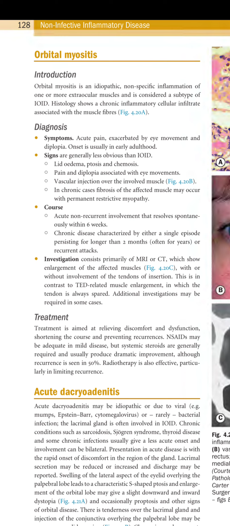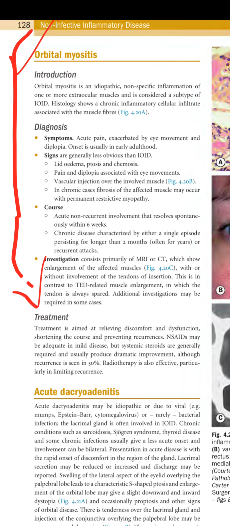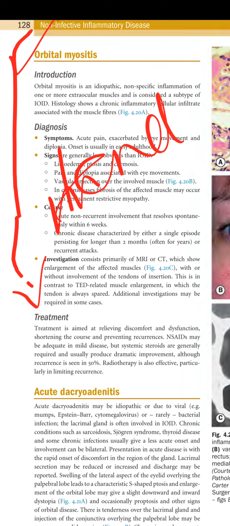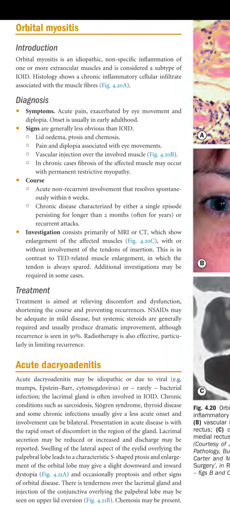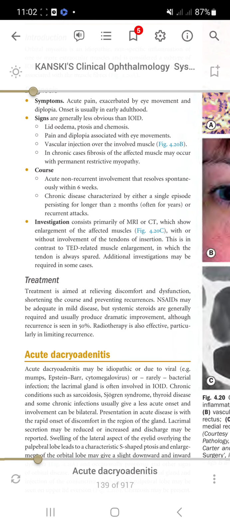Investigations consist primarily of MRI or CT, which show enlargement of the affected muscle with or without involvement of the tendon of insertion. This is in contrast to the TED related muscle enlargement, in which the tendon is always spared. Additional investigation may be required in some cases. So, how do we differentiate orbital myositis from TED? In a case of TED, there will be a tendon sparing lesion, but in case of myositis, the tendon will also be involved. So this is basically the difference between TED and myositis.